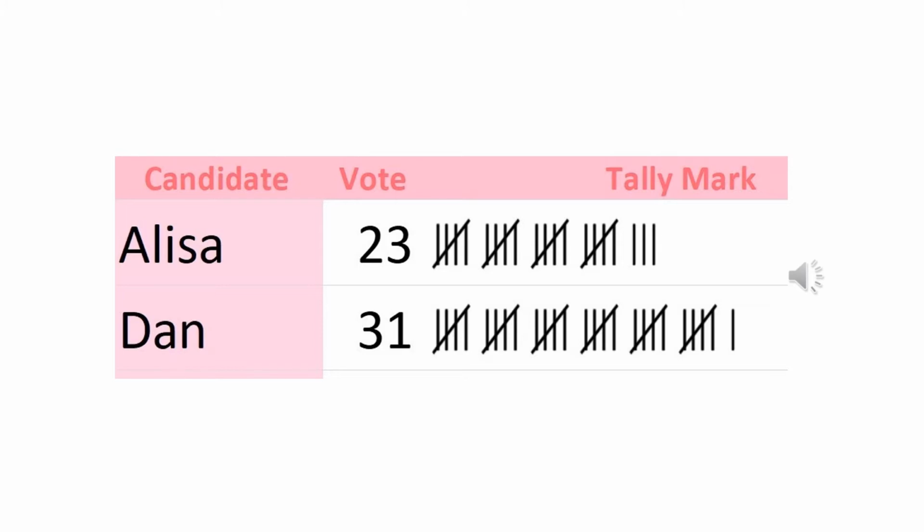If we look at Alyssa, we can see that each of those blocks is worth 5. The horizontal strokes are each worth 1, and the diagonal, when it's crossed through, means 5. So if you count along with me, 5, 10, 15, 20, plus 3 makes 23. And then if you look at Dan's tallies, again, 5, 10, 15, 20, 25, 30, plus 1 is 31. So that's our other job for Monday, is to recap how we take a tally.